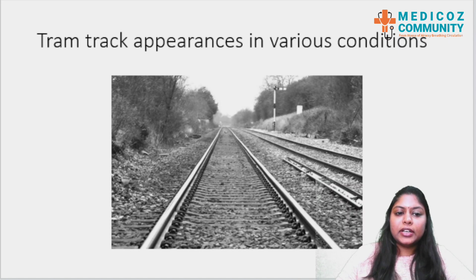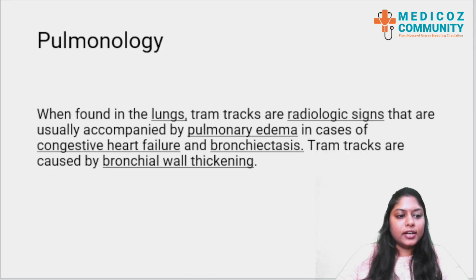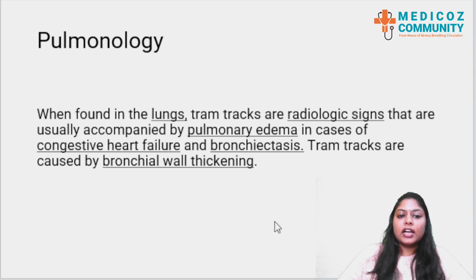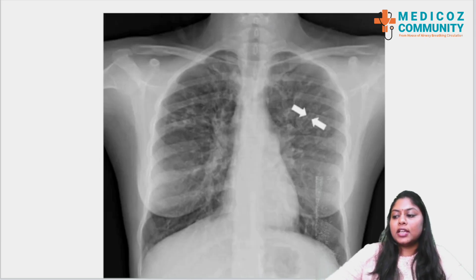Tram track is nothing but a railway line. It is a tramway. So in various conditions, we see this tram track. So let us go and check it. In pulmonology, when found in lungs, it is because of pulmonary edema, especially in cases of congestive heart failure, and bronchiectasis. The tram tracks are caused because of the bronchial wall thickening. That is, the wall of the bronchus is thickened.